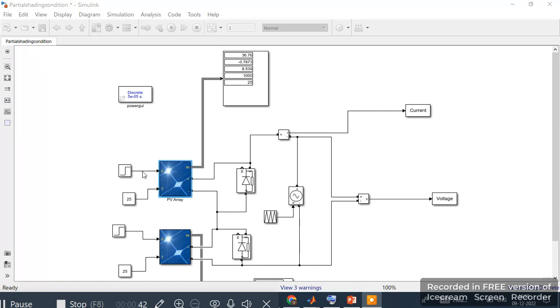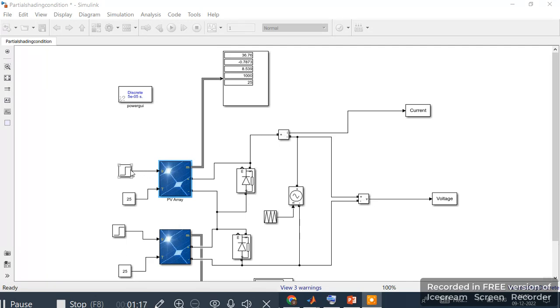and the inputs to the PV array are irradiation and temperature, and the output is measured through this measurement port. The outputs we measure are the voltage, current, power, irradiation, and temperature. So these two PV arrays are connected here in series, and a diode is connected across both the PV arrays, and this diode is called a bypass diode.